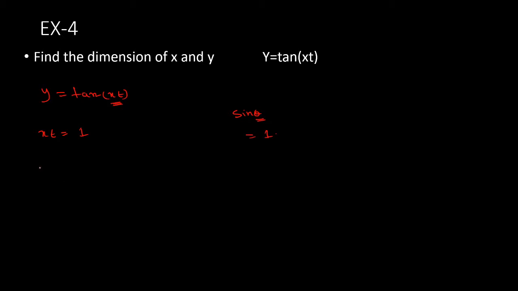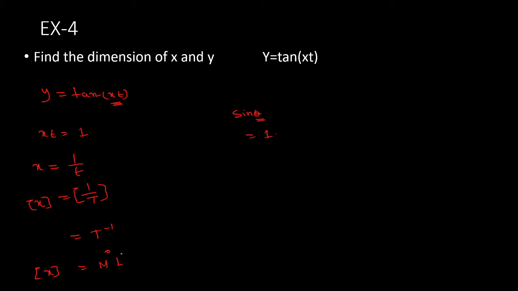So we can say xt will be 1. So guys, we have to find out the dimension of x. What will be the dimension of x? That is 1 by t, and 1 by t means 1 by capital T. So that is T to the power minus 1. So what will be the complete form of x?